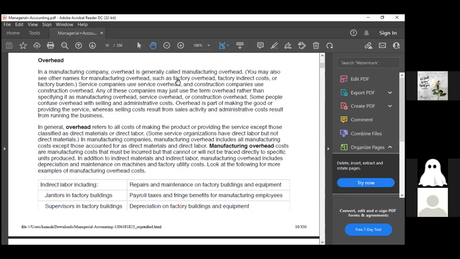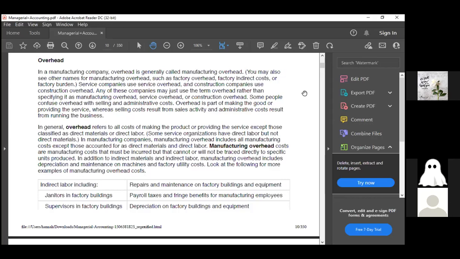Service companies use service overhead and construction companies use construction overhead. Any of these companies may just use the term overhead rather than specifying it as manufacturing overhead or service or construction overhead. Some people confuse overhead with selling and administrative expenses. Overhead is part of making the good or providing the service, whereas selling costs result from sales activity. Administrative costs result from running the business.